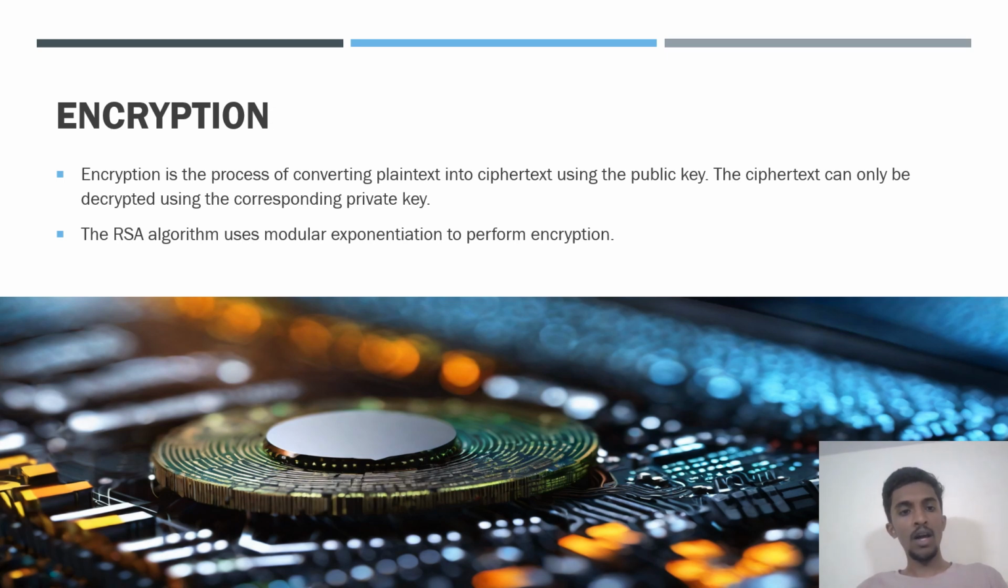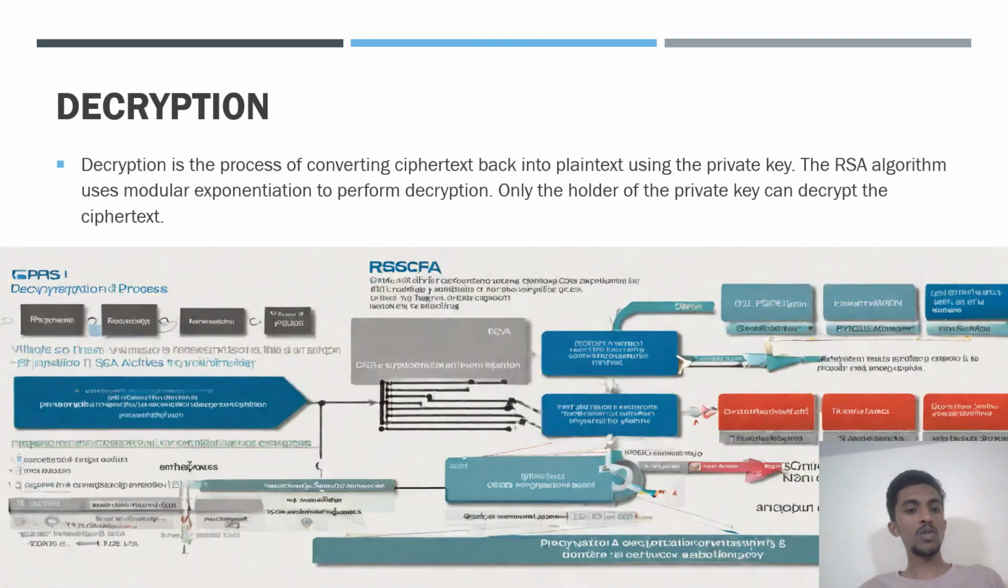This method is used by RSA, and we also need to look into the decryption part. Decryption is the process of converting ciphertext back into plain text using the private key. The RSA algorithm uses modular exponentiation to perform decryption. Only the holder of the private key can decrypt the ciphertext.